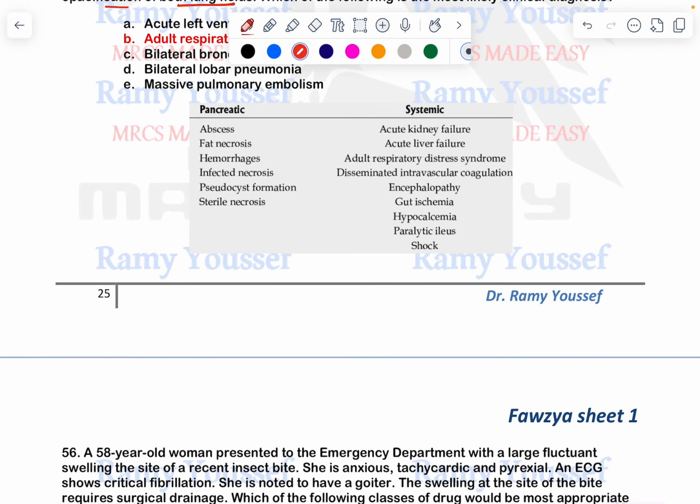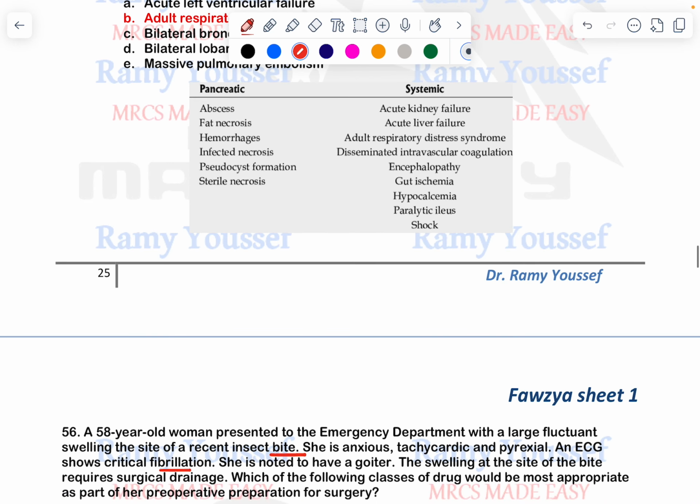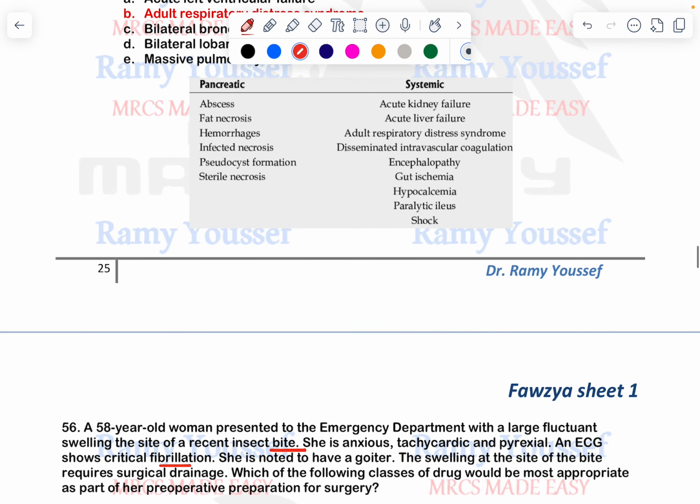A 58-year-old woman presents to the emergency department with a large fluctuant swelling at the site of an insect bite. She is anxious and tachycardic. ECG shows atrial fibrillation. She is noted to have a goiter. The swelling at the site of the bite requires surgical drainage. Which of the following classes of drug would be most appropriate as a part of preoperative preparation?